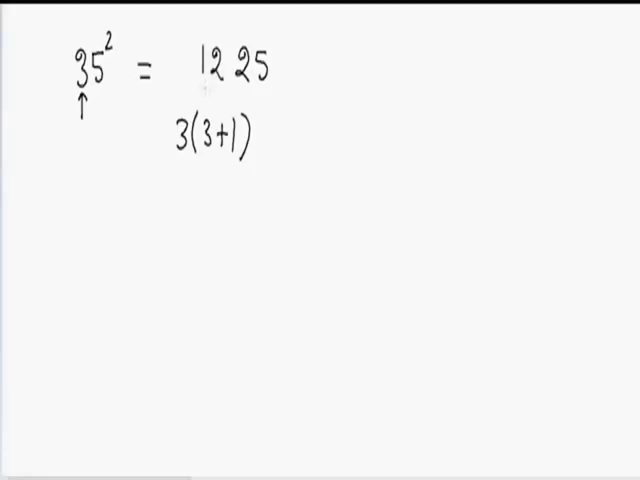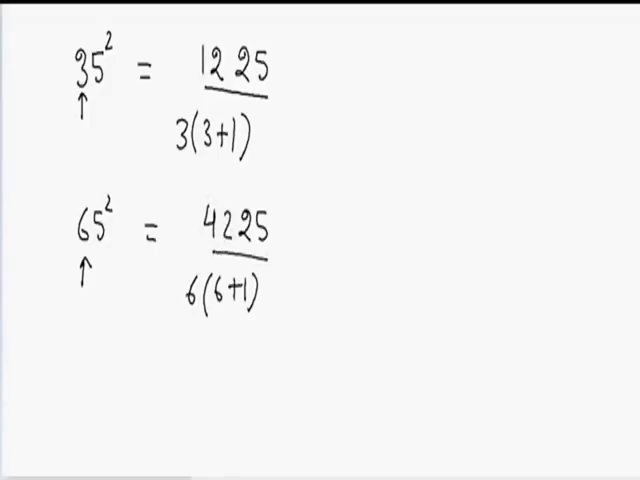So the answer is 1225. Another example, if I have 65 square, in that case I have to write 25 and then I'll take 6. So multiply 6 by 6 plus 1, that will be equal to 7. 7 into 6 is 42. So the answer is 4225. So how does this trick work? Let's look into that.